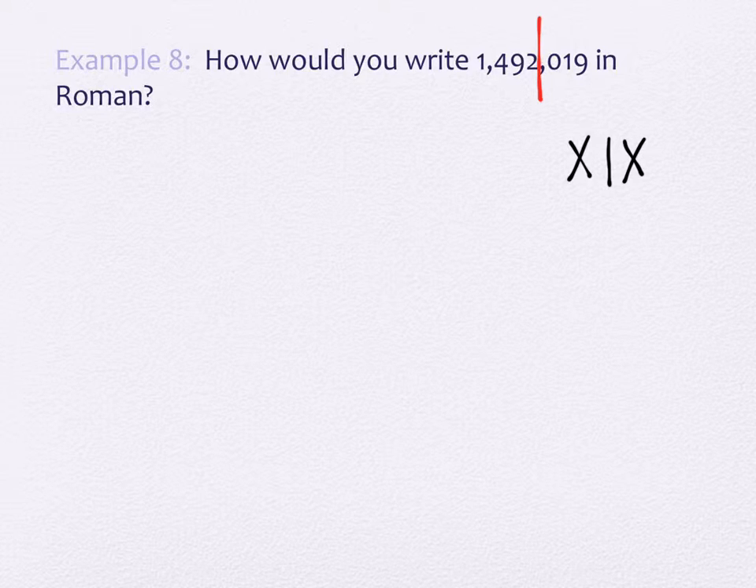Okay. 1492. I can put all of that together in one symbol. I know that there's a millions place on this, but it's just 1 million. So I'm going to group the 1492 like it's all together. If I just had the number 1,492, how would I get 1,000? M. How would I get 400? C, D, right? Because I've got 500 and 100 less than that. So we're going number by number. 1,000 is M. 400 is CD.